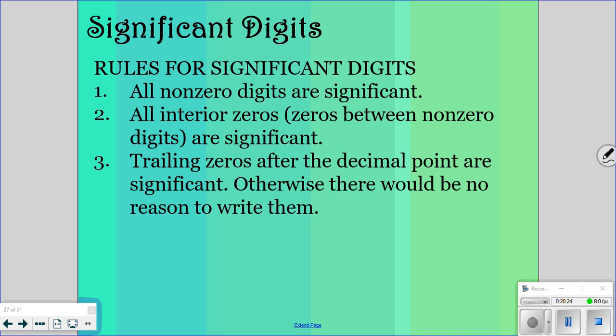Okay? Trailing zeros after the decimal point are significant. So what that means, if we have 0.4000, there is no need to write those 3 zeros. So what that means is these numbers have to be significant. Otherwise, you wouldn't have to write them. So since they're written, that means that they are important.